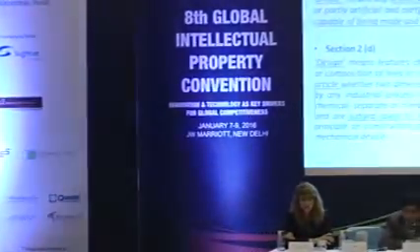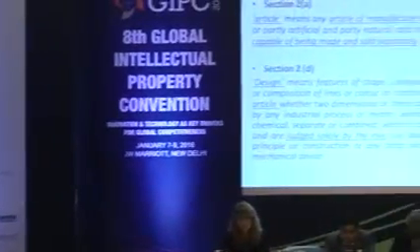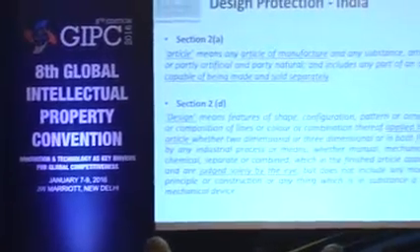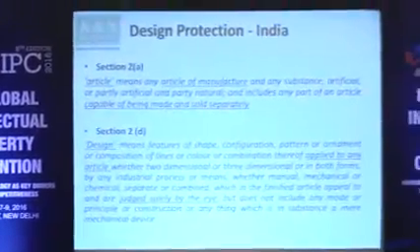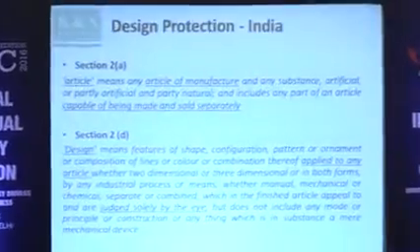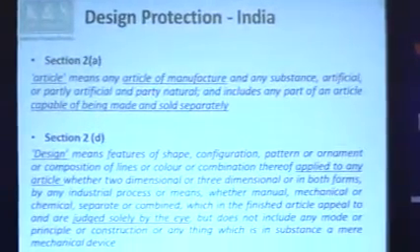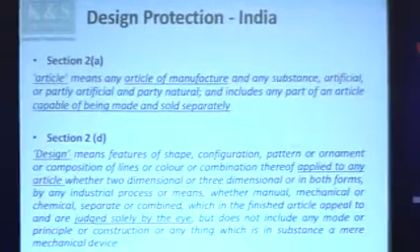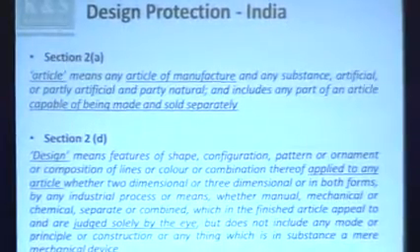When you look at the Indian Designs Act, two sections are of relevance here. Section 2(a), which defines article, says that an article means an article of manufacture in the conventional sense. Another aspect of this section is that such articles should be capable of being made and sold separately. That's the definition we have for articles in India.